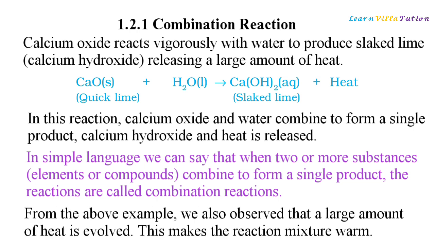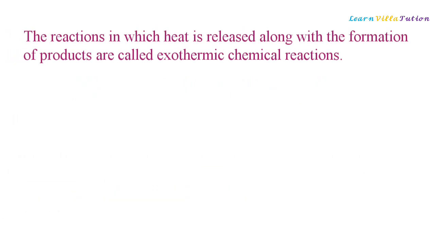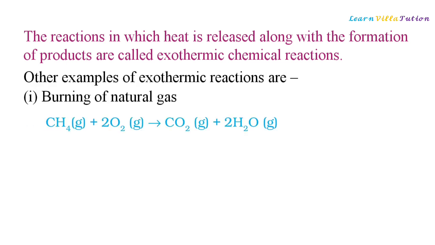From the above example, we also observed that a large amount of heat is evolved. This makes the reaction mixture warm. The reactions in which heat is released along with the formation of products are called exothermic chemical reactions. Other examples of exothermic reactions are burning of natural gas. Methane reacts with oxygen to form carbon dioxide and steam. CH4 + 2O2 gives CO2 + 2H2O.